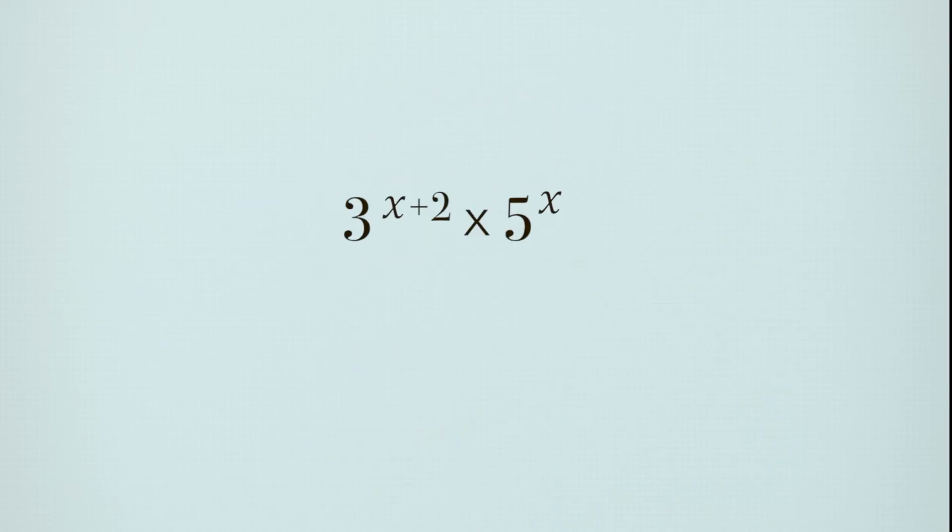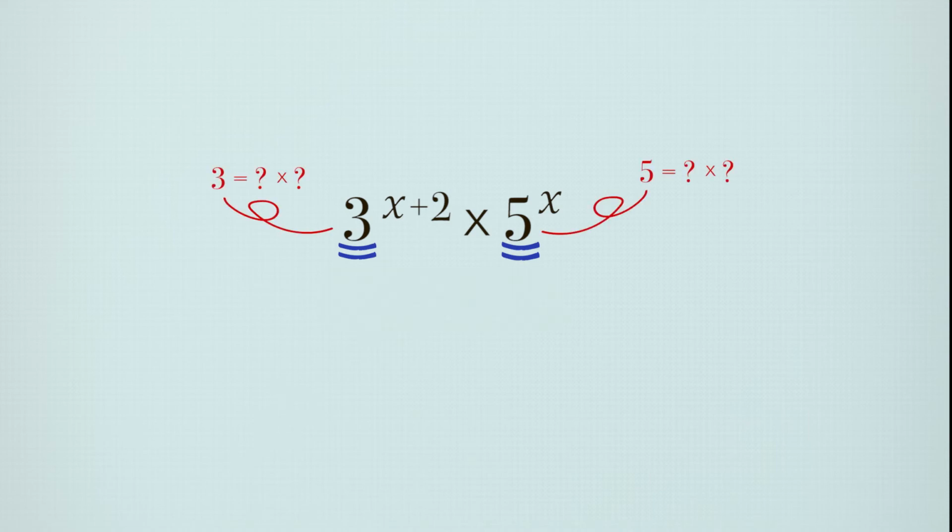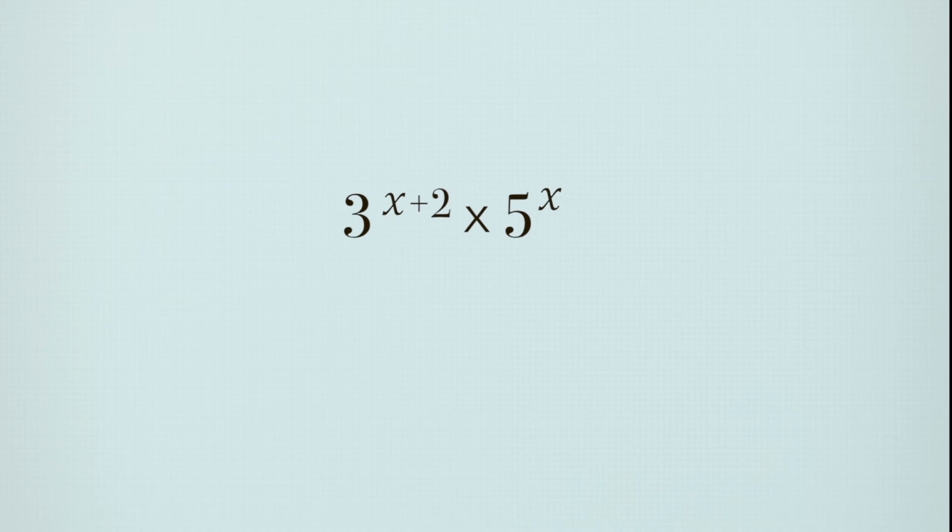Finally, what about this expression? How can we simplify this? Like the earlier expressions, the bases and indices are both different. But this time, both the bases 3 and 5 are prime numbers, and they only have two factors, the number itself and 1. So we cannot rewrite them as powers of the same number. Then what can we do?